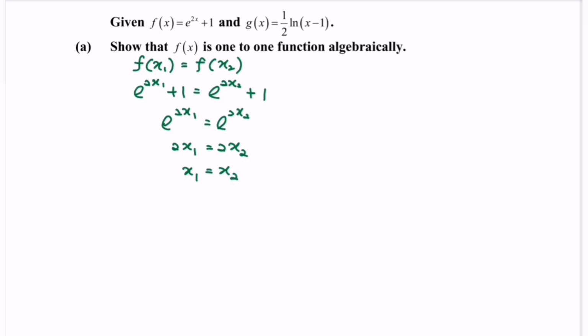So it implies that, showing that the function f(x) is a one-to-one function, because x₁ = x₂.